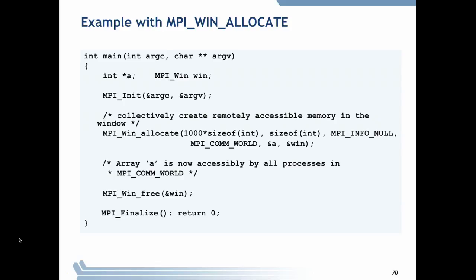And again, it sort of looks like this. So instead of doing a equals malloc of 1,000 times size of int, I just say I want 1,000 times size of int, and I get back a. Okay.